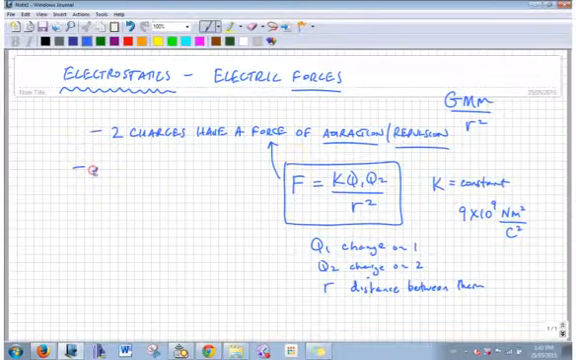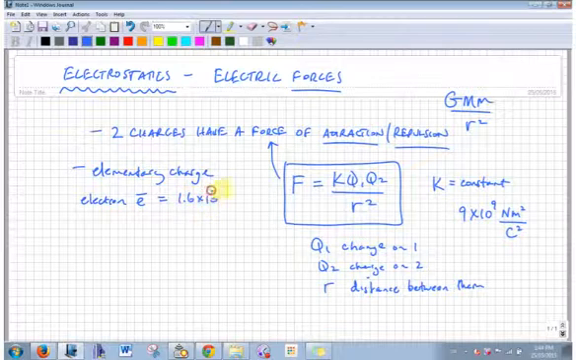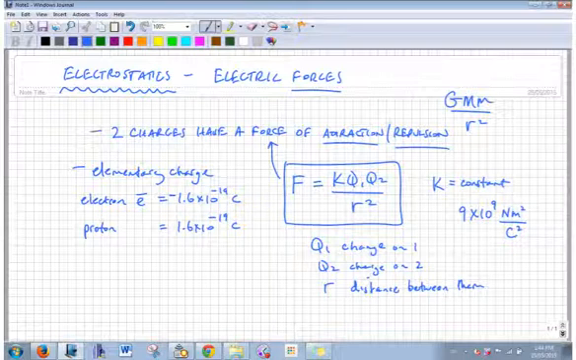What is a charge? An elementary charge, i.e. that of an electron, which is what kind of charge? Yeah, it's negative, you know that. Okay, e is 1.6 times 10 to the minus 19 coulombs. But if it's an electron, it's negative. And a proton, yep, the same, 1.6 times 10 to the minus 19 coulombs. Okay?